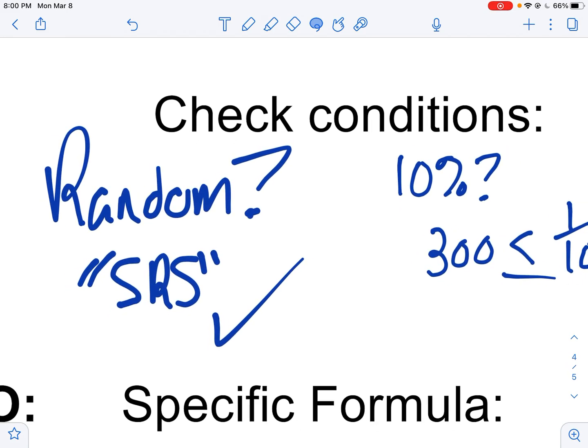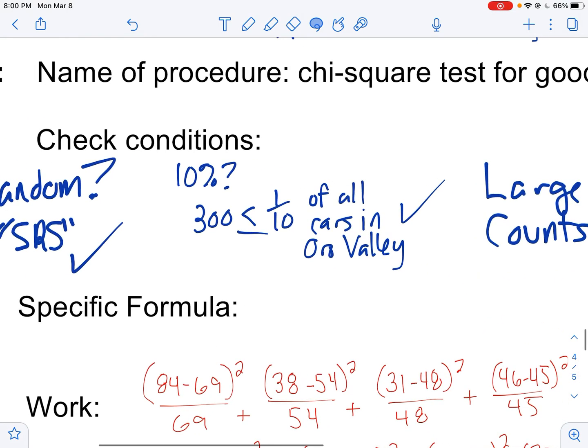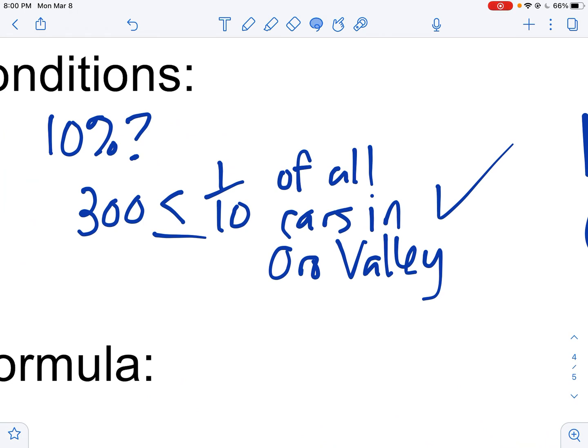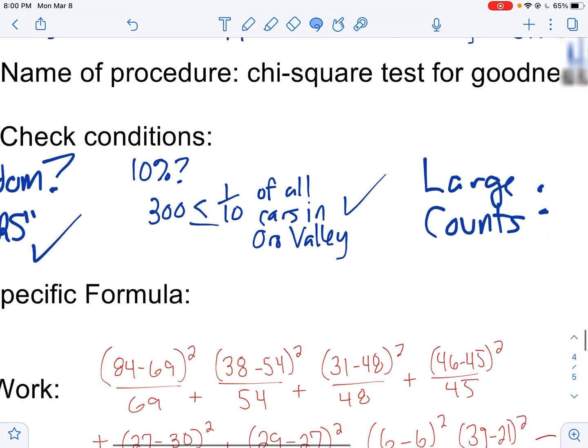Random sample, yep, told me it was an SRS. 10%. So I want to see if 300 is less than 10% of all the cars in Oro Valley. I'm going to assume it is for the sake of what we're doing. I don't know much about Oro Valley. I'm just going to assume that they have more than 3,000 cars there.